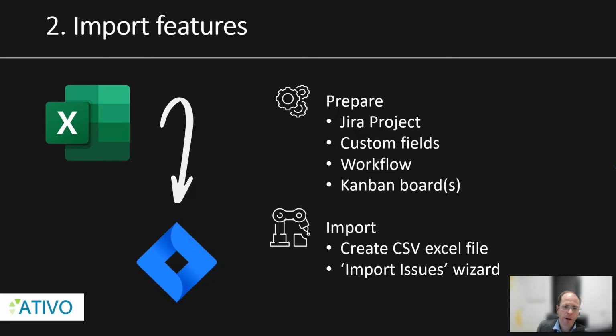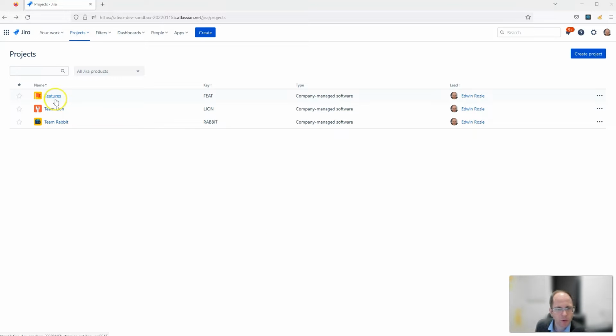Business owners usually already have their features defined in another tool or in Excel, and I will show you how you can import that in Jira. We will need to create or select a Jira project that will contain the features that we'll import. In this case, I already created this project here called Features.